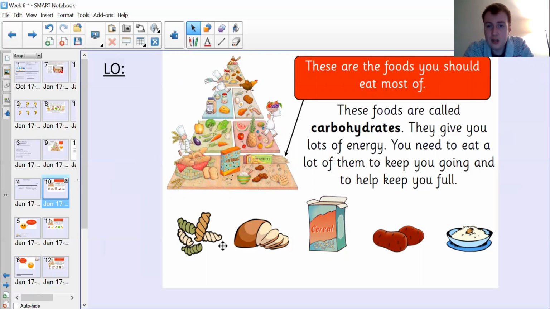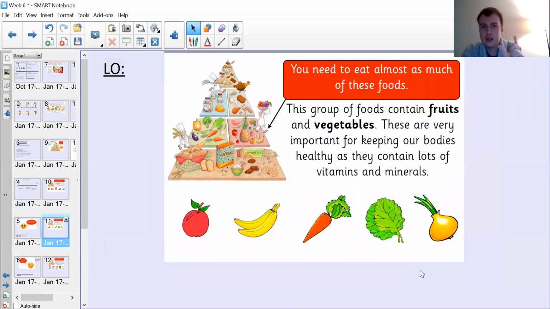So this big group, what we talked about, cereal, bread, pasta, potatoes, rice. These are called carbohydrates. Carbohydrates, okay? Very important to remember. So the food we need to eat the most of are called carbohydrates. We need to eat the most of them because they're the ones that give us the most energy, okay? And you need to eat a lot of them and it helps keep you going, all right? So carbohydrates, that's the big one.